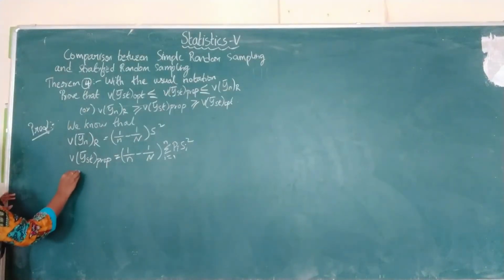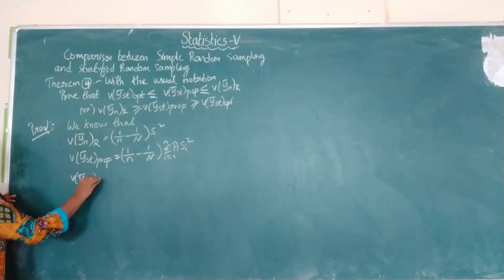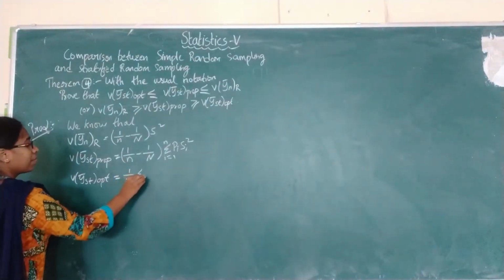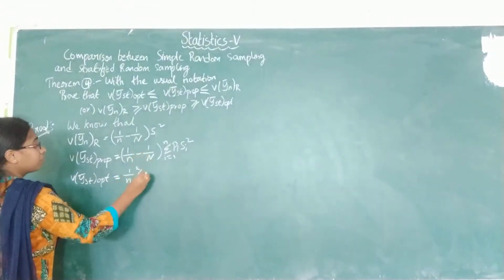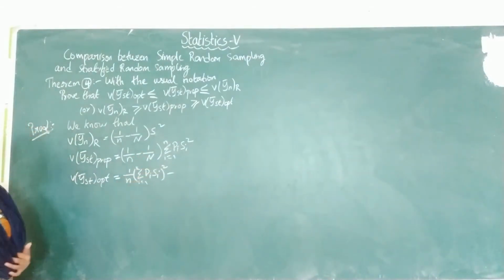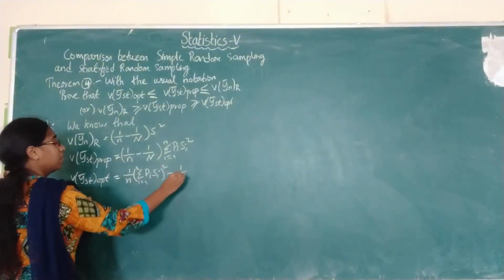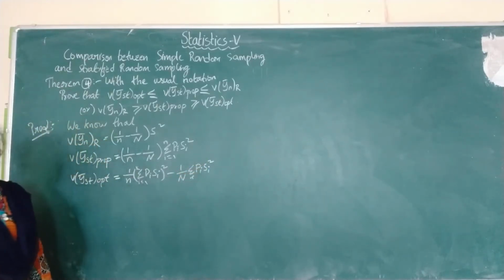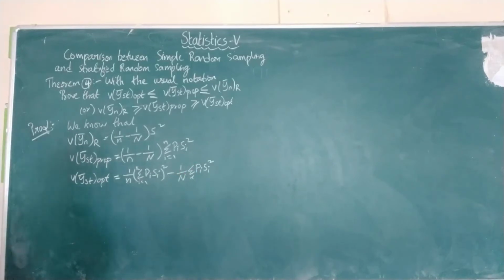Next we will be writing the variance of ȳst under the optimum allocation. So under optimum allocation, what is the variance value? (1/n) into the square of the summation i equals 1 to k of Pi Si, minus (1/N) summation over i of Pi Si². So these are the variance values of the different sample means, that is under simple random sampling, the proportional allocation and the optimum allocation.